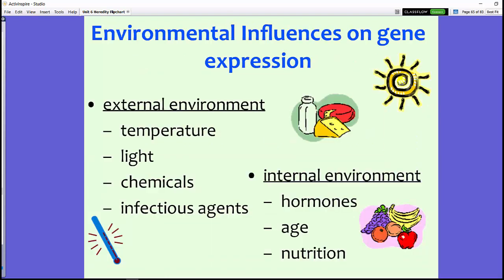Now, sometimes we have environmental influences on gene expression. This really doesn't have any necessarily DNA consequence, but sometimes the environment can influence what gets expressed. So external environment influences could be things like temperature, the amount of light, chemicals, or infectious agents. Some internal environments could be related to hormones, age, or nutrition.